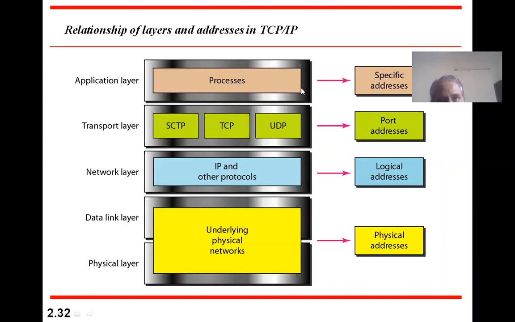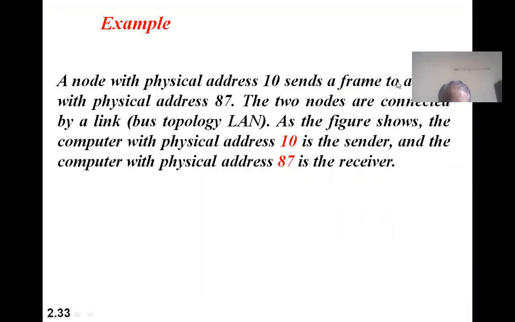Okay. Now, let's continue our class today. So we have seen that in a TCP/IP type of network communication model, we come across 4 different types of addresses: physical address, logical address, port address, and specific address. We have seen one example here.